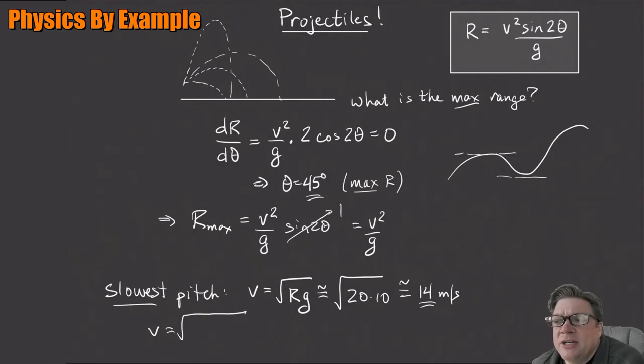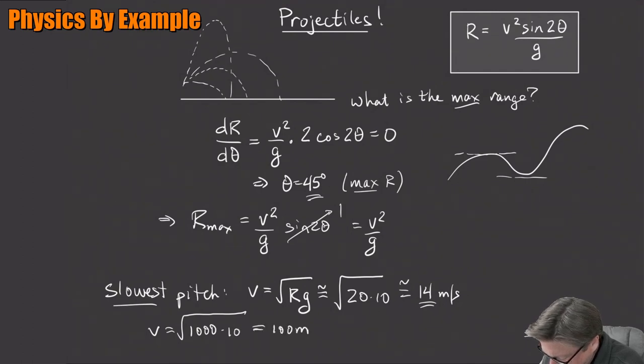What if you want something to go 1 kilometer? You want to launch a projectile 1 kilometer, so that's going to be 1,000 meters times 10, so that's 100 meters per second, right? Very quickly, you can answer interesting questions. If you want something to be able to be launched and cover a distance of 1 kilometer, you better launch it with a speed of 100 meters per second. Again, we're discounting air resistance. But it just shows that if you increase your speed, you increase your range pretty dramatically.